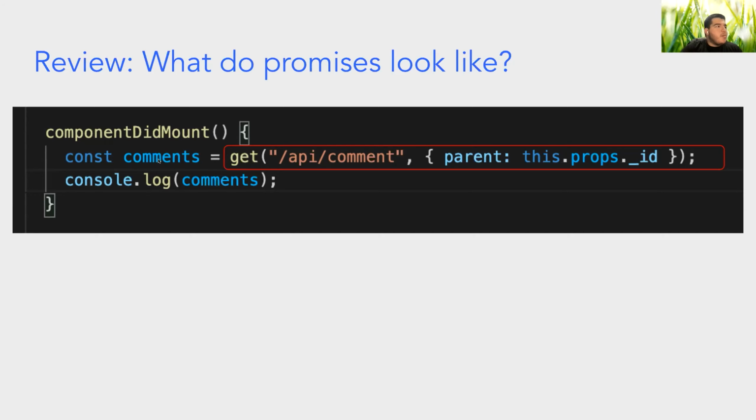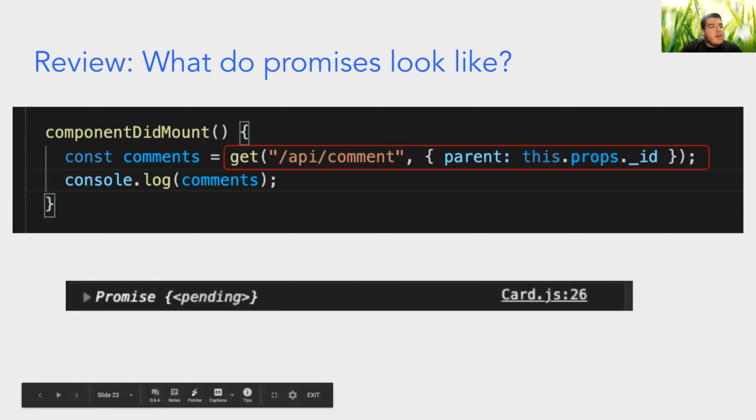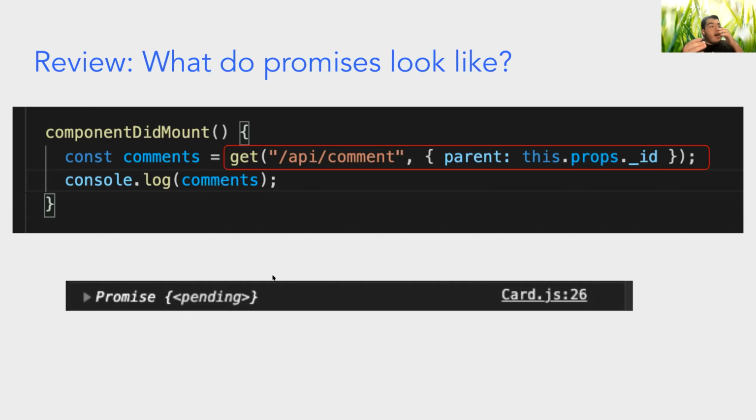And so we assign it to this variable comments, and then we want to print out the comments. And what's going to happen is that in your console.log, it's actually going to say that your promise is pending, right? So this is what happens when we don't attach any handlers to catch any asynchronous calls. So this is what the initial state looks like.